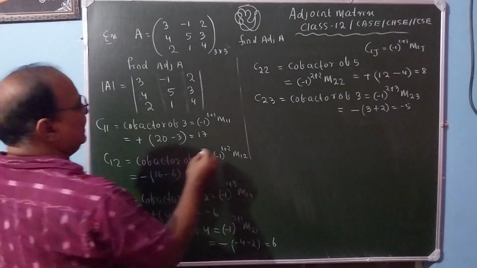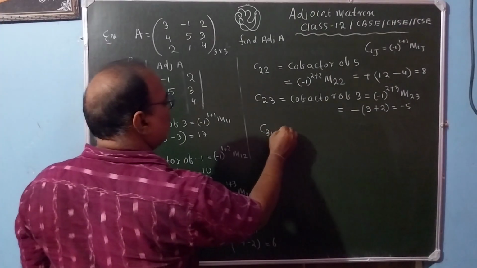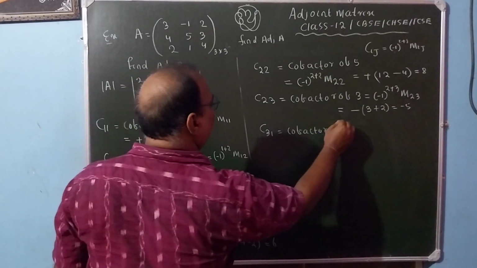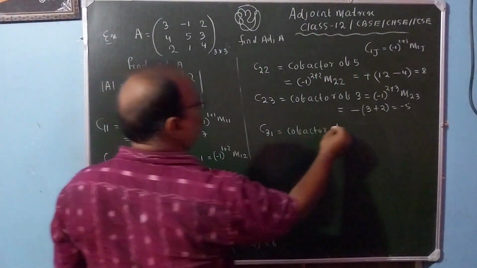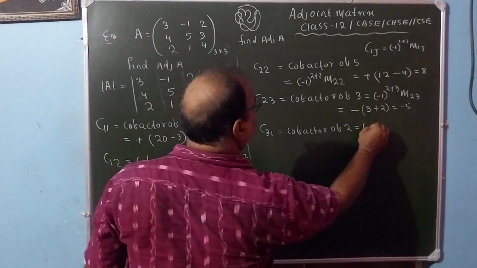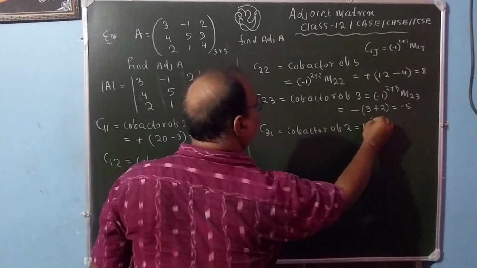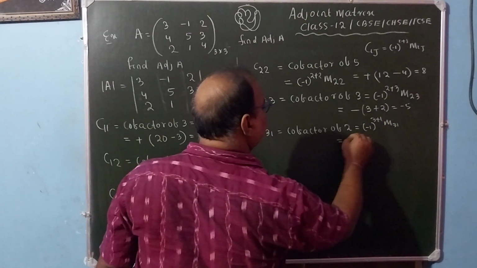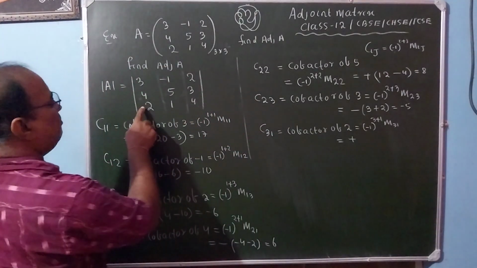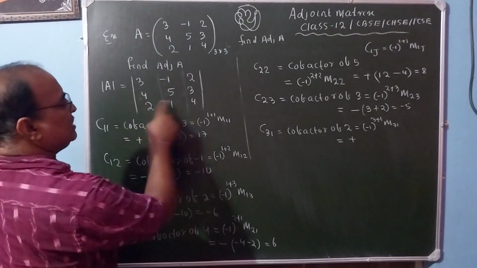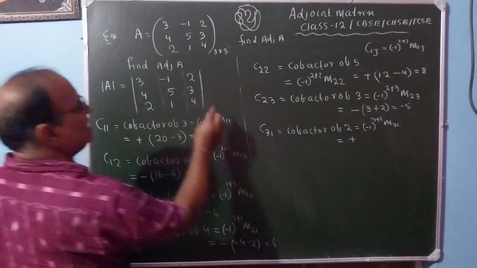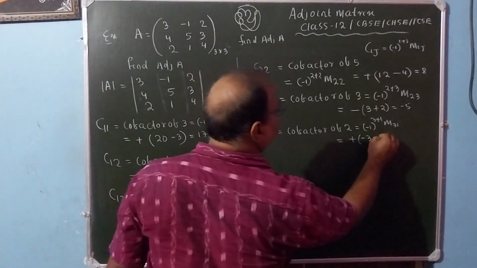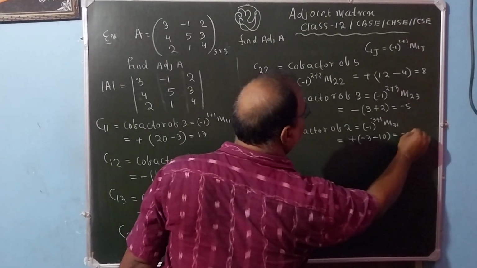Okay, now C31 cofactor of this element 2, minus 1 to the power 3 plus 1 minor of 3 1. So it is plus. So minor of 2, you have to delete this row, this column. Minus 3 minus 10. So it is minus 30.